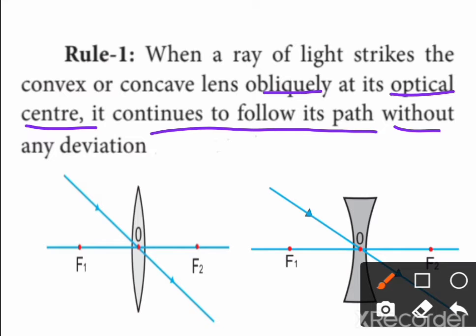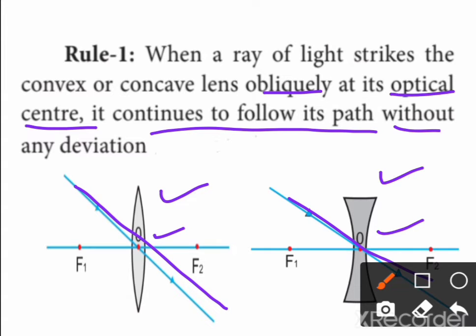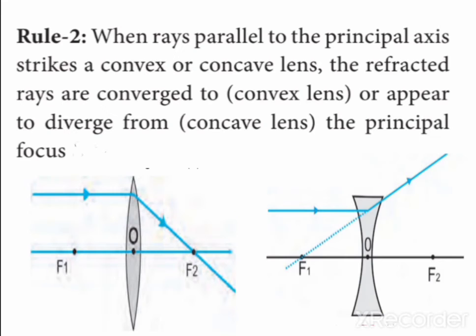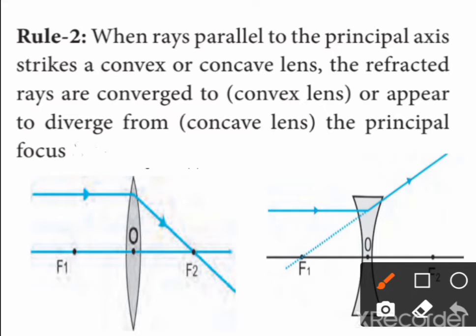You can see here in the diagram, right? You have this convex and concave lens. Okay, there is a convex lens, there is a concave lens, and the optical center. Any ray that passes through it passes without any deviation. Okay? So that is the first rule. Next we go to the second rule, rule number 2.